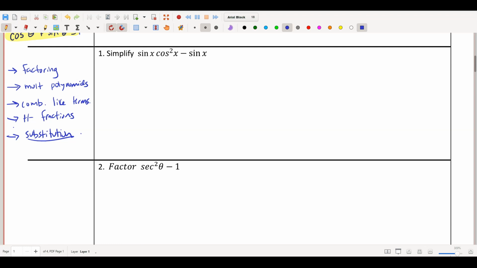So let's look at this first one. It says sine x times cosine squared x minus sine x. Okay, and all we're trying to do here is change this or manipulate it or simplify it in some way to make it look different. And since it says simplify, I'm hoping that this thing goes down into maybe a smaller expression.